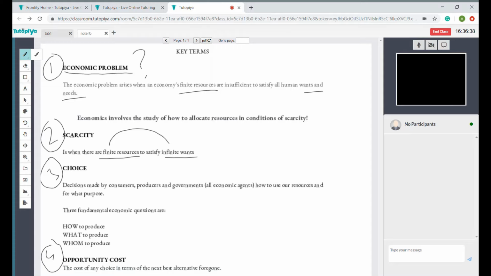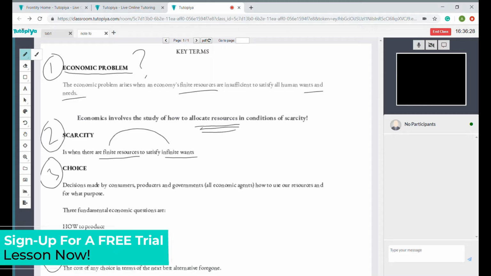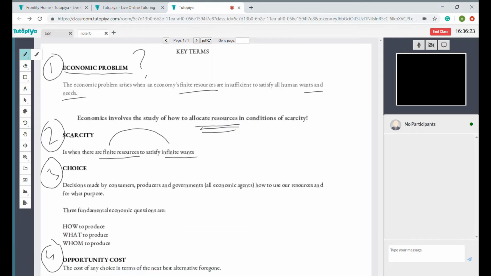Therefore, economics came about to allocate these resources in the best, most efficient manner possible. So, economics involves the study of how to allocate resources in the conditions of scarcity. Scarcity, once more, is when there are finite resources to satisfy infinite wants, or in other words, when resources are scarce, when there are limited resources. From the economic problem and from scarcity comes the very important concept of choice.